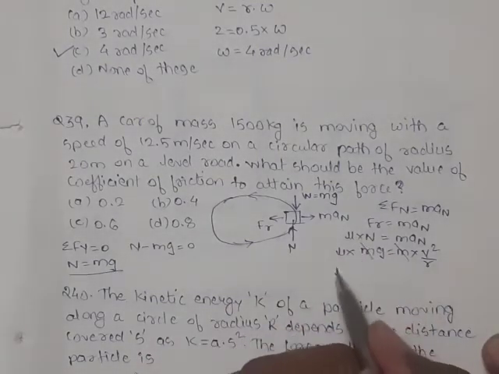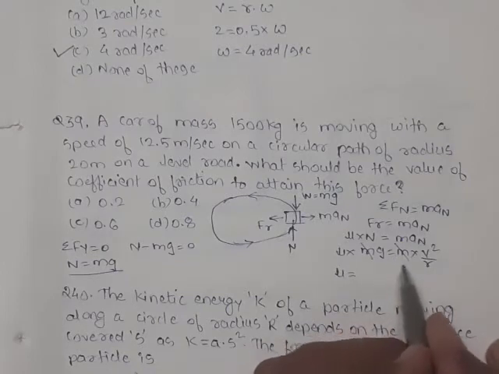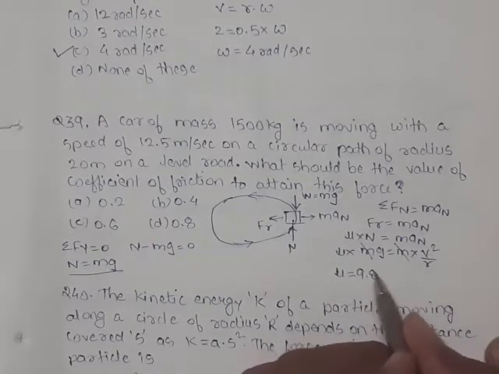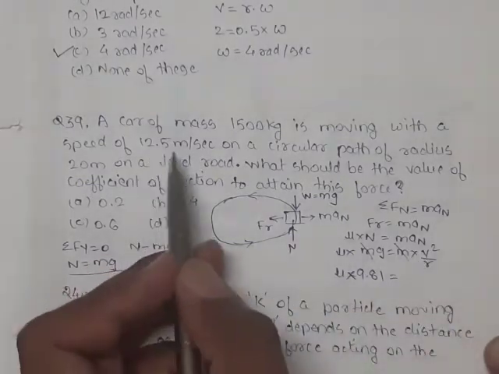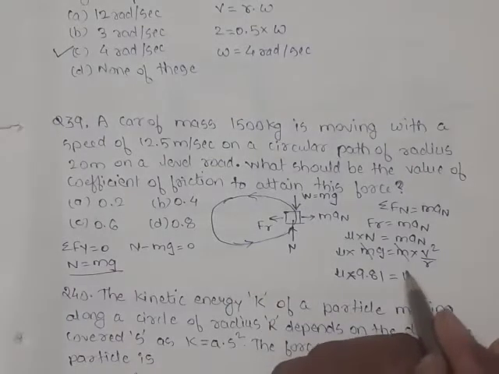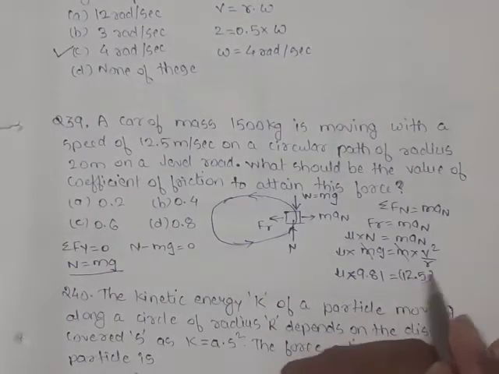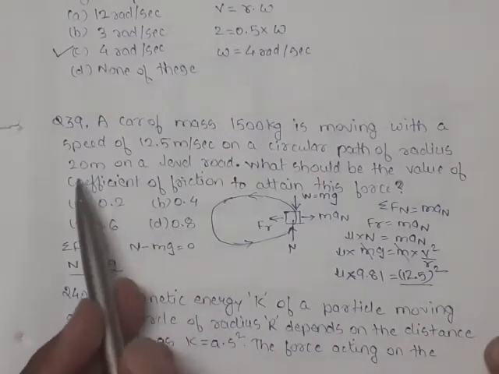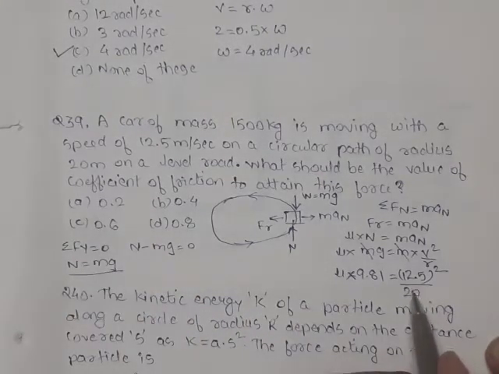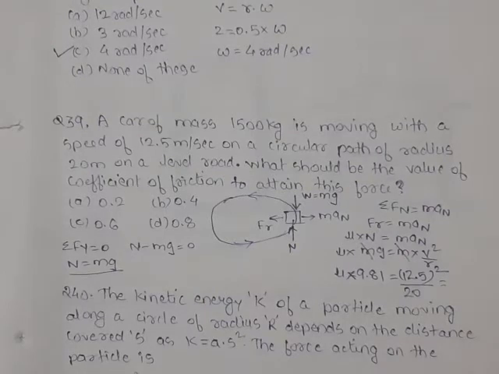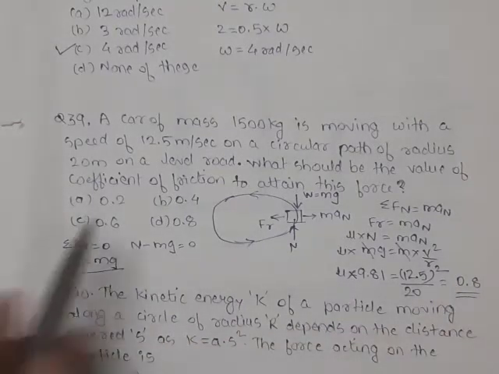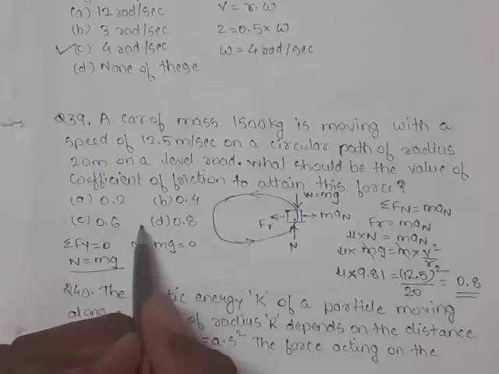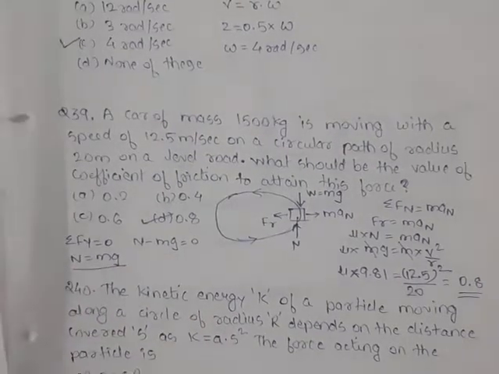Now here mu equals v square upon rho g, where g is 9.81 and the velocity is given as 12.5, and what is the value of r? The radius is given as 20. So if we solve this equation, we get the value of mu, which comes to be 0.8. So out of the 4 options, option D, 0.8, is our solution.